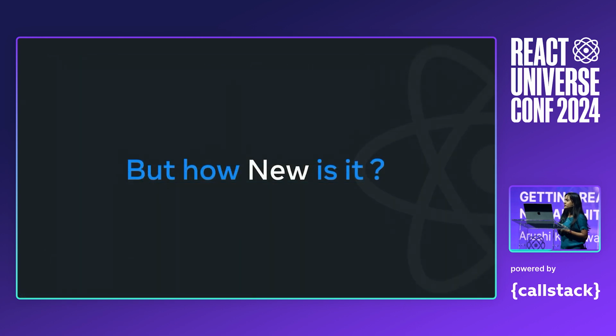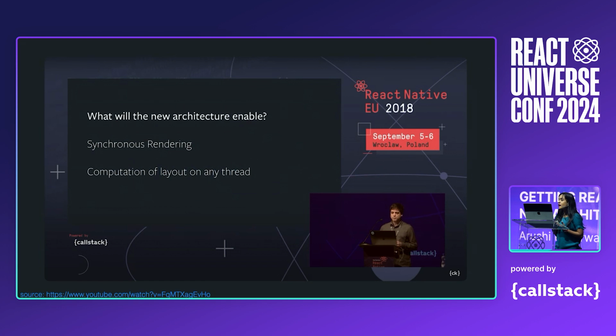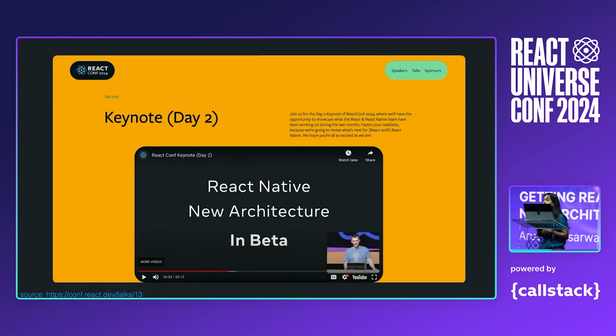But how new is it actually? Fun fact, it was here at React Native EU back in 2018 when my colleague David introduced the new architecture for the first time. And for all these 6 years, the React team at Meta has been making continued improvements over every release, from the runtime capabilities to the interop layers. And finally, it's ready for open source, which is why at React Conf earlier this year in May, we announced the React Native new architecture in beta.